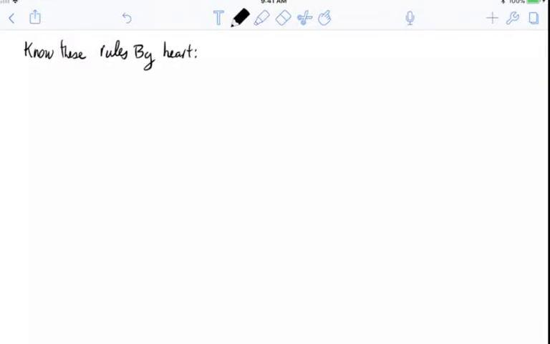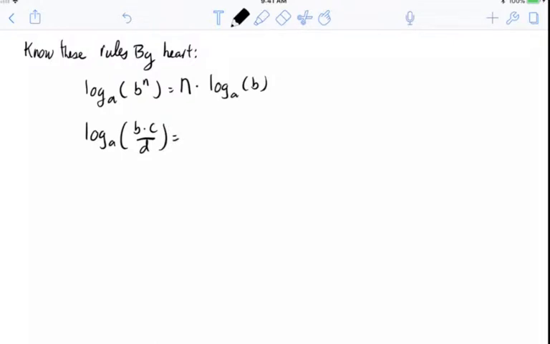Know these rules by heart. The first one is the exponent rule. You bring the exponent out front, and then you take the logarithm of the bare number. And the second rule: b times c over d. Okay? You can rewrite this as log base a of b plus log base a of c minus log base a of d. Don't forget the minus sign. Okay.